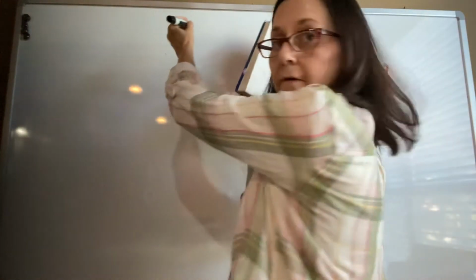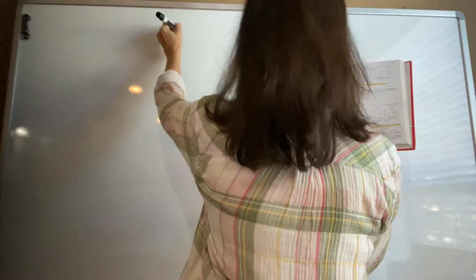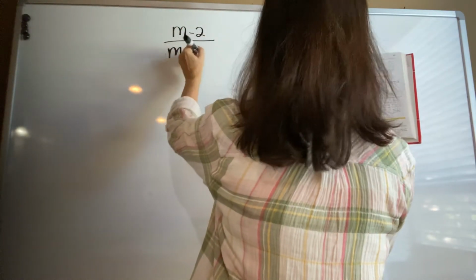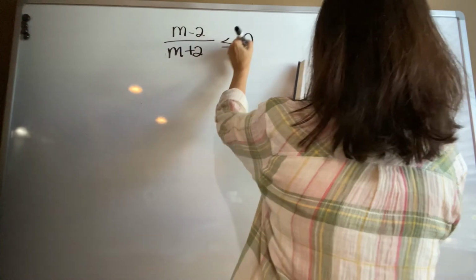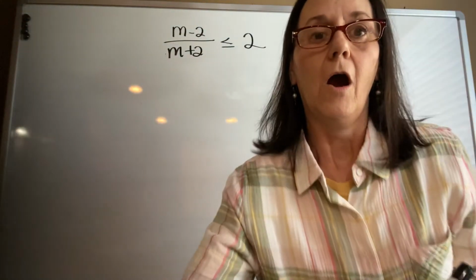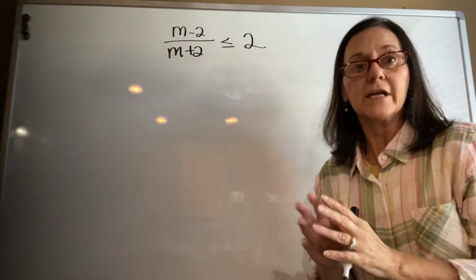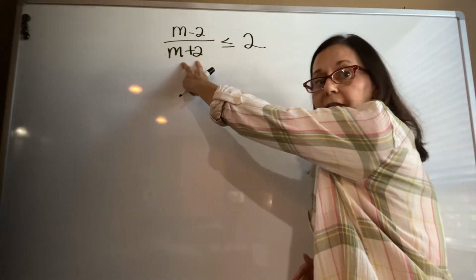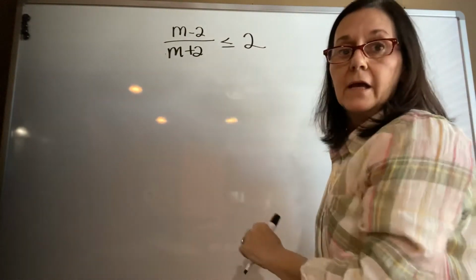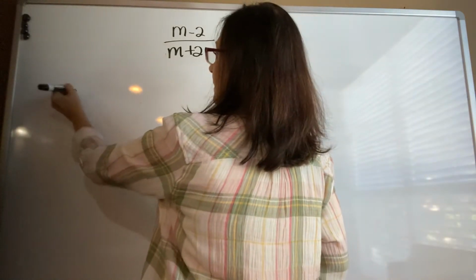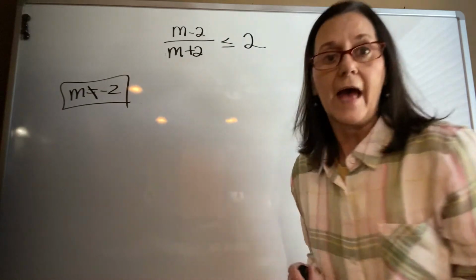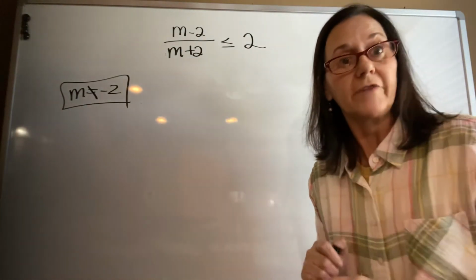All right, it says graph (m minus 2)/(m plus 2) less than or equal to 2. First question we answer is, what can m not equal? If it's negative 2, that denominator is 0. So m cannot equal negative 2. I will remind myself of that when we get to the end and we're graphing the set of solutions.